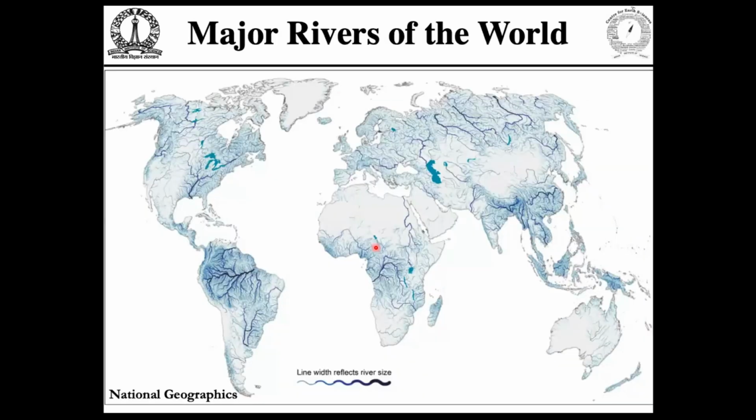Now, among the large rivers, this is a global overview of large rivers, and the width of this line gives you an idea of how big the river is. We all know about the Amazon, the Mississippi, the Congo, the Ganga-Brahmaputra system, the Indus River.